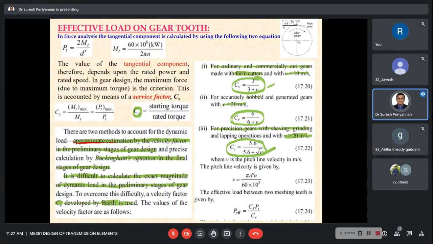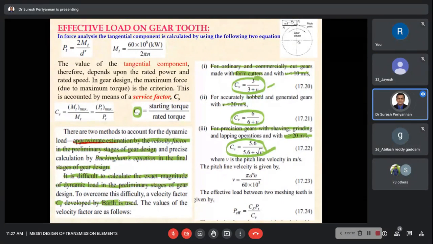For the initial stage, the dynamic load is very difficult to evaluate. Instead of that, we are using the velocity factor. Okay. Now, finally, I come to this.